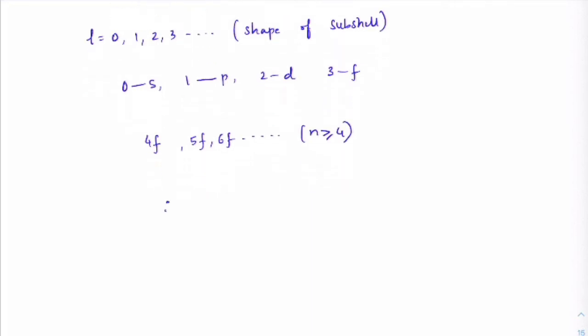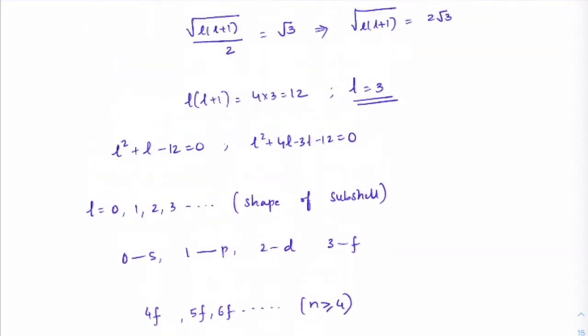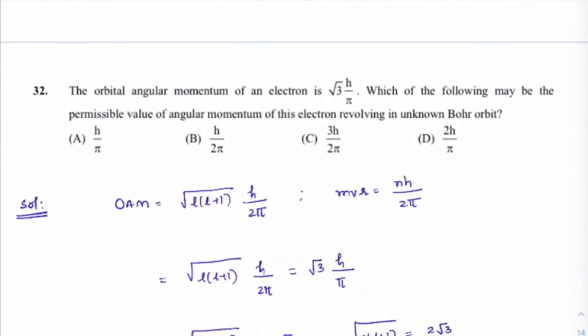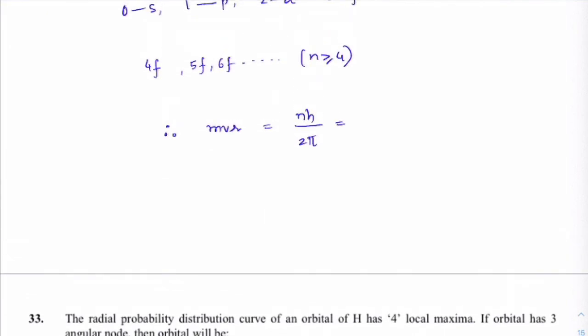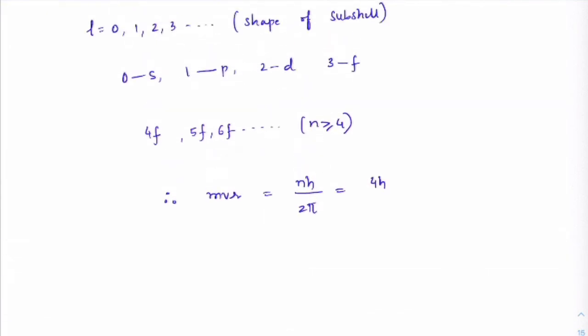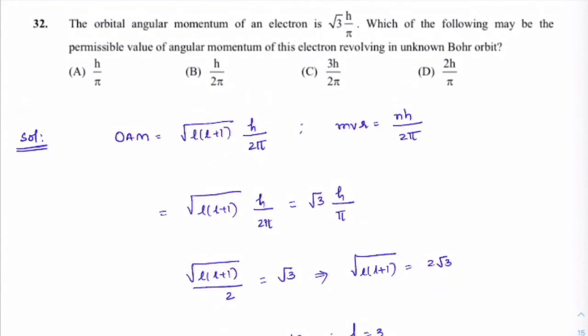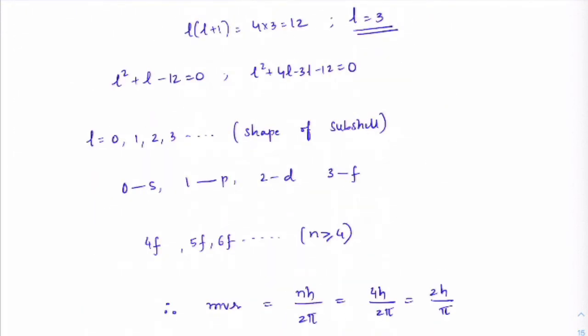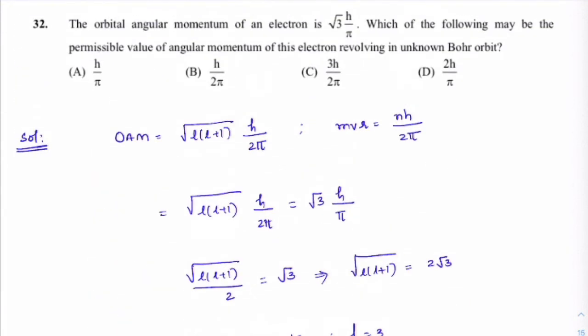Therefore mvr will be equal to nh by 2 pi. If you see the options, check out for the value which is at least n is equal to 4 or greater than that. Here we got this as 2h by pi. Let me see if there is an option here. Yes, we have 2h by pi. Can we have anything more than that? If you see the other values, they are all less than that only, so obviously they don't exist. So only this should be the answer.